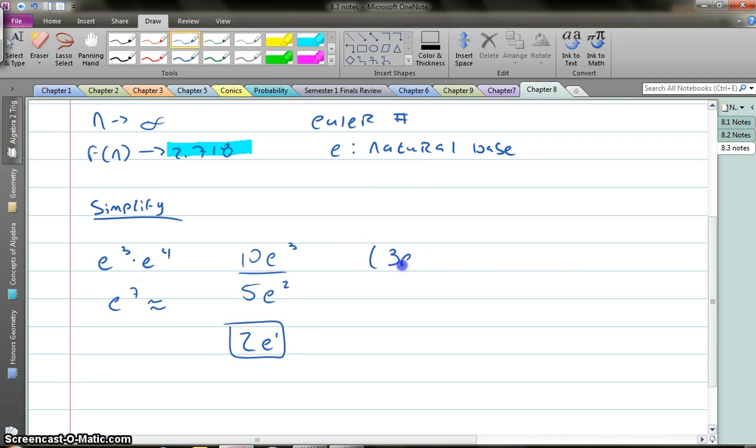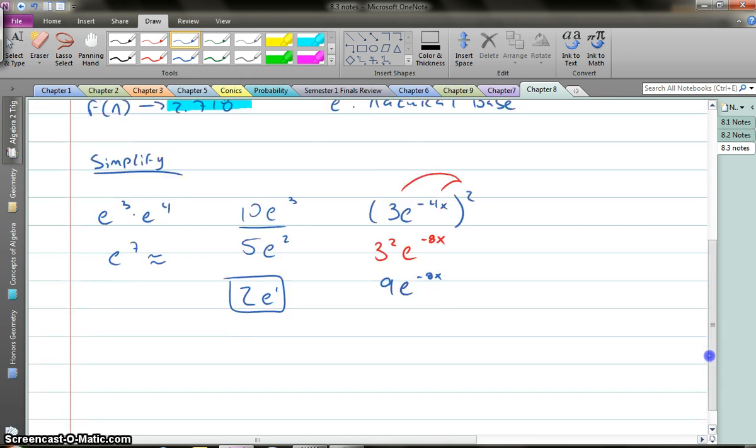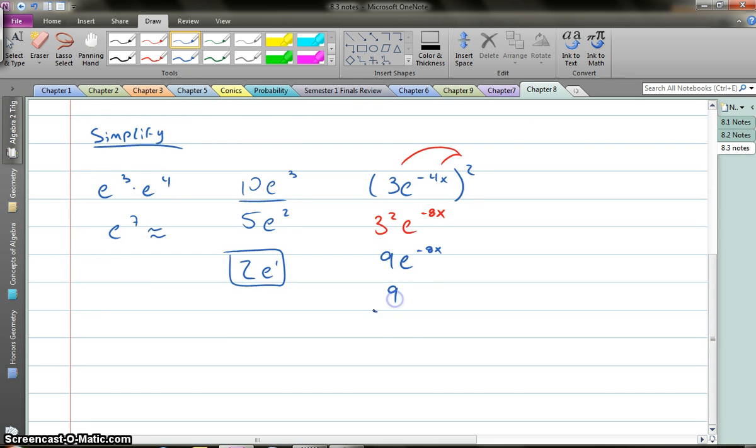All right, we have 3e to the negative 4x, all squared. And this is where a lot of us made our mistake on our quiz. We need to take this squared to both. So I get 3 squared and e to the negative 8x, because negative 4x times 2 is negative 8x. So I got 9e to the negative 8x. Not allowed to have a negative exponent, so you've got to bump it downstairs: e to the 8x.